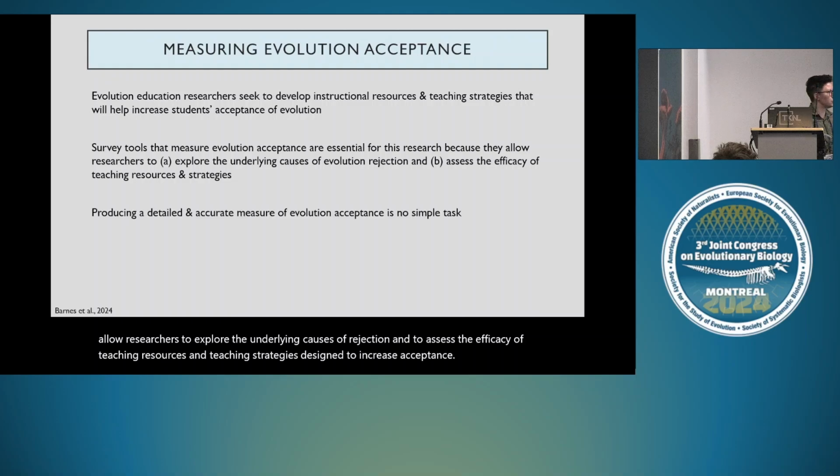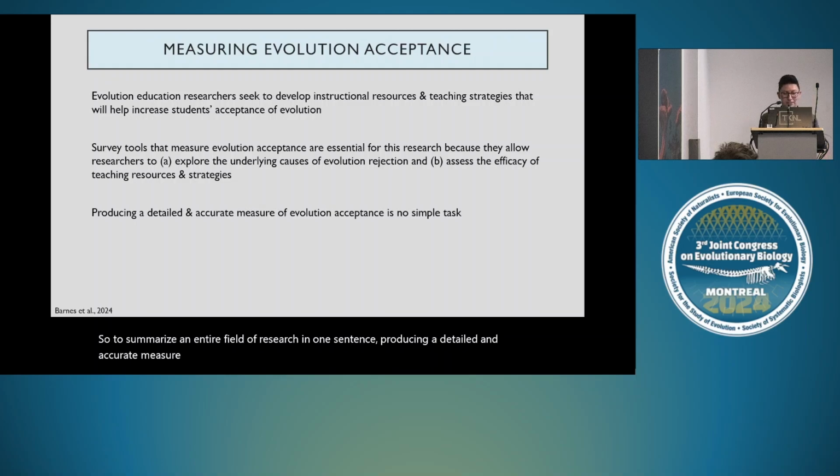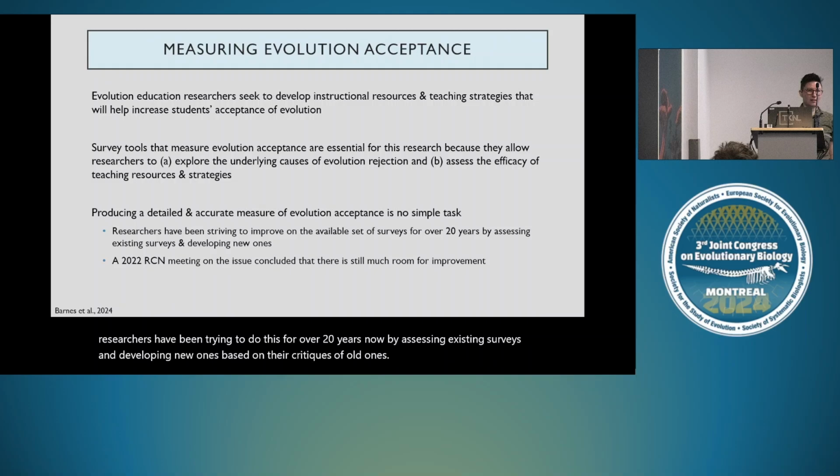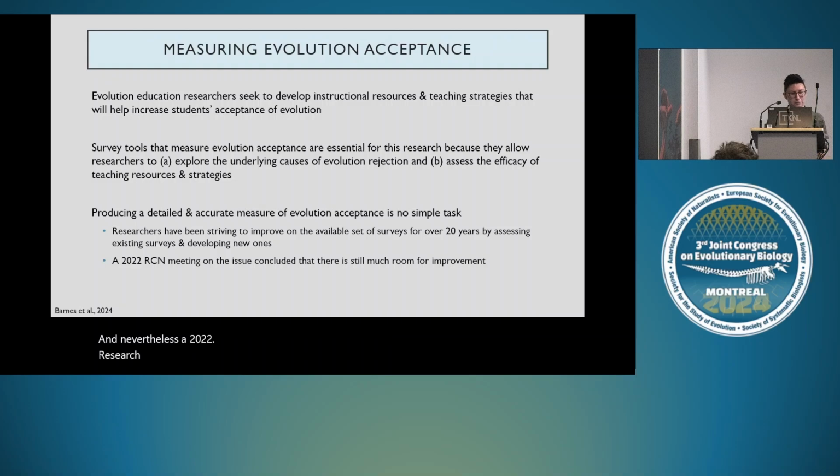So, to summarize an entire field of research in one sentence, producing a detailed and accurate measure of evolution acceptance is not an easy task. As evidenced by the fact that researchers have been trying to do this for over 20 years now, by assessing existing surveys and developing new ones based on their critiques of old ones. And nevertheless, a 2022 Research Coordination Network meeting on this very issue concluded there is still much room for improvement.